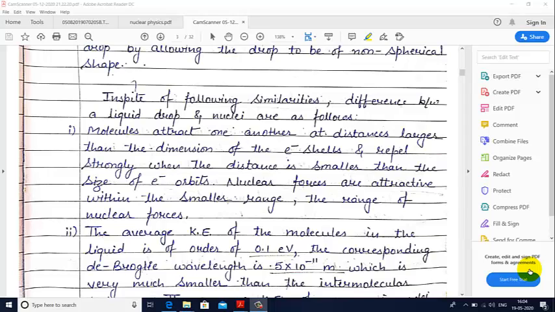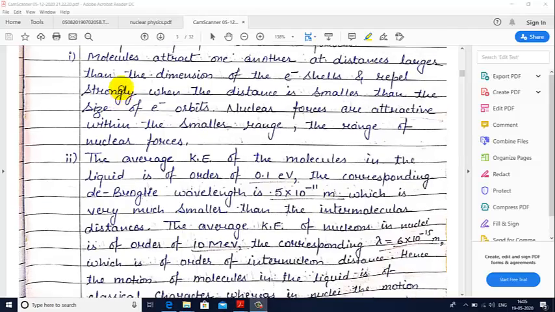This class is for B.Sc, B.Ed, B.Sc in 8th semester. The topic that will be covered in today's session is liquid drop model. In the last session, I discussed the similarities of a liquid drop with the atomic nuclei. In this session, I will discuss some of the dissimilarities that are present between a liquid drop and atomic nuclei.